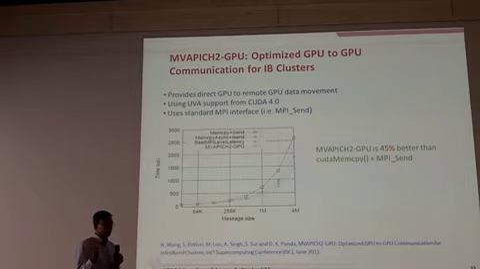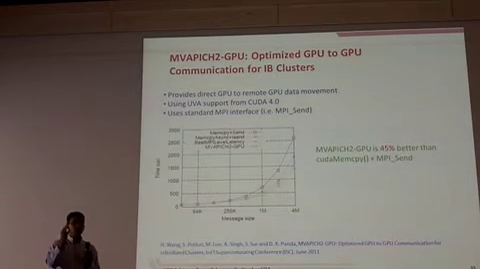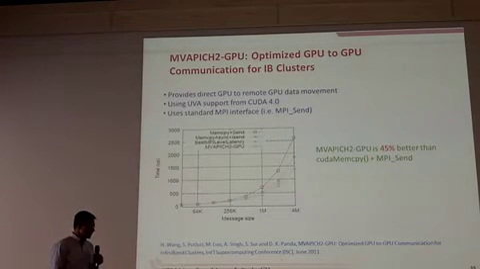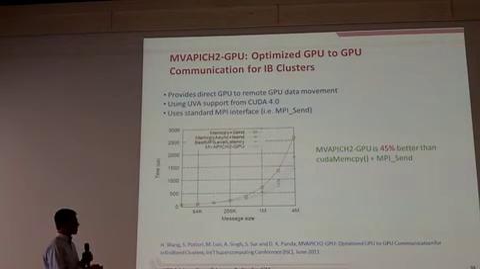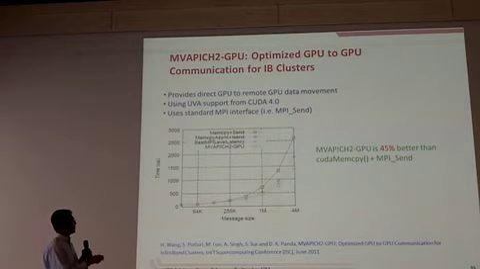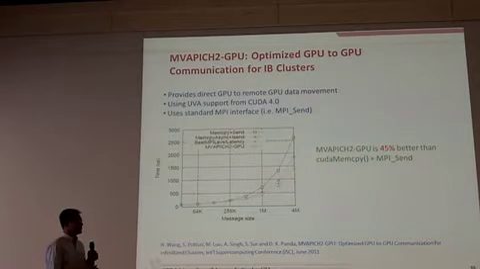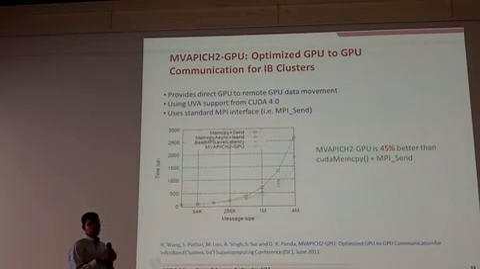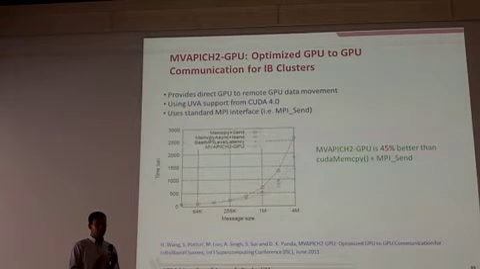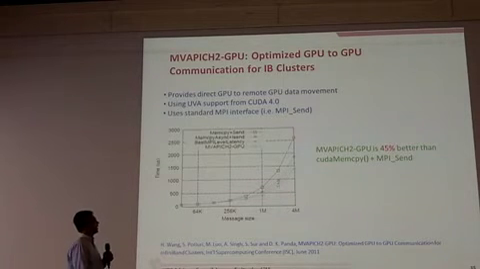You no longer have to wait until one is over and then start the other. So we took several such examples. Of course, the red line is your default implementation, which is simply CUDA memcopy and MPI Send. This is supported by GPU Direct v1, and is normally done by applications.